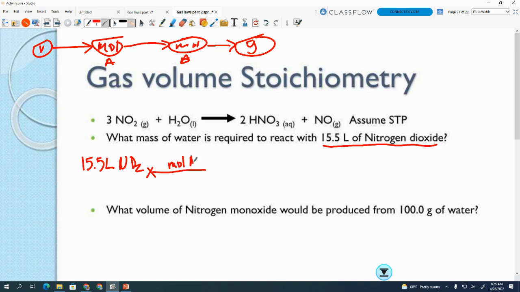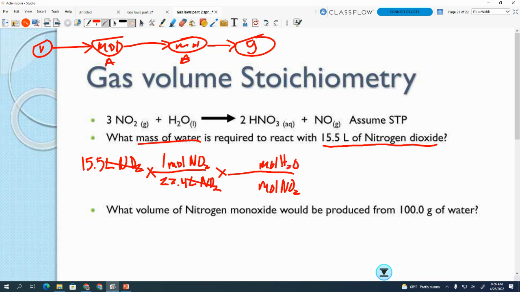All right. 1 mole of NO2 is 22.4 liters of NO2. So now we're in moles. What am I going to use to get from moles of NO2 to moles of water, H2O?